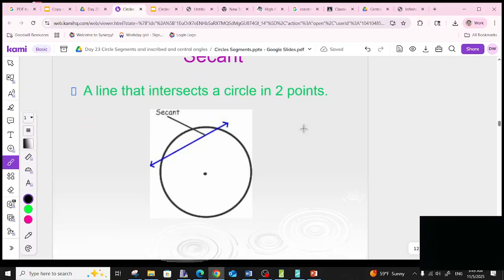Okay, secant. A secant intersects the circle at 2 points. It passes through the circle. A secant passes through the circle at 2 points. Secant.